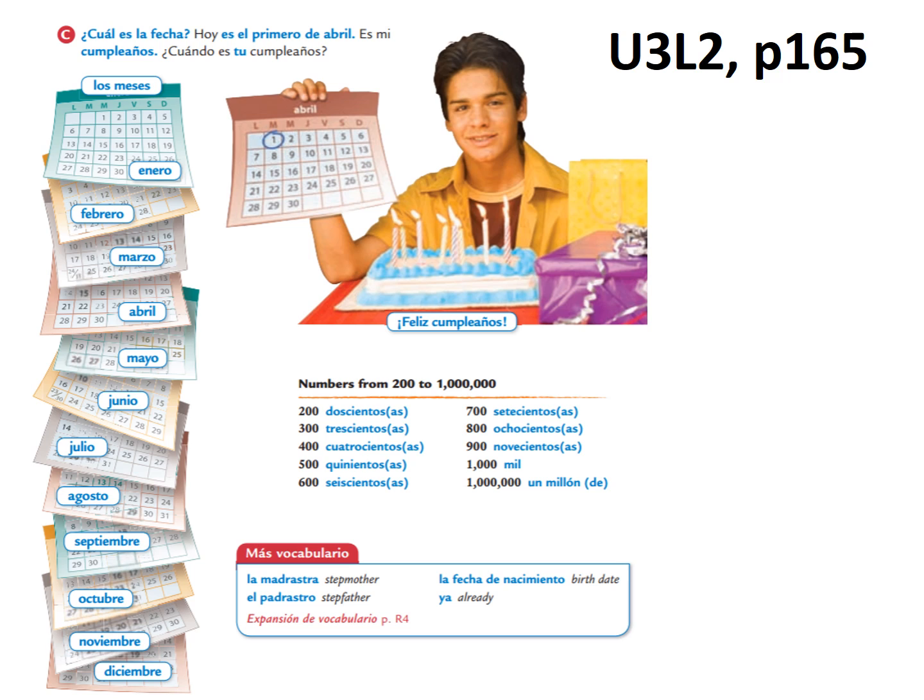Los meses simply means the months. Enero is January. Febrero is February. Marzo is March. Abril is April. Mayo is May. Junio is June. Julio is July. Agosto is August. Septiembre is September. Octubre is October. Noviembre is November. Diciembre is December, pardon me.